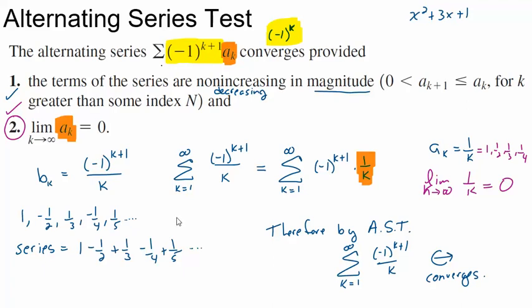This is a little bit of an interesting example, because if you remember, the infinite sum from k equals 1 to infinity of 1 over k is divergent. But if we make this alternating, it becomes convergent. All right, in the next video, we're going to look at another example.